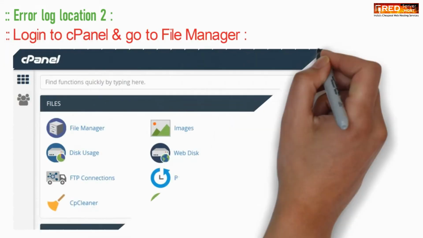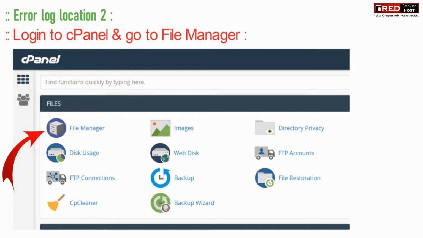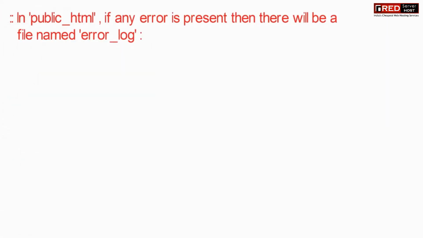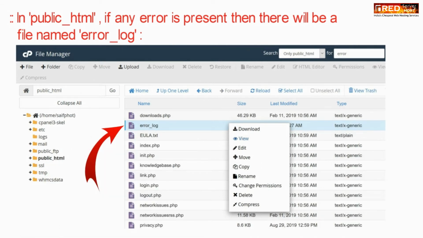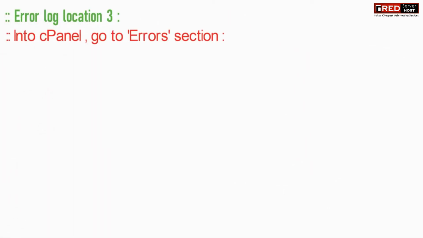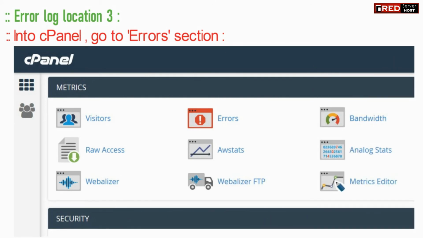Error log location 2. Inside public_html, if there is any error present, then there will be a file named error_log. Just check that file. Error log location 3. Inside cPanel, there is an error section. Here, you can see all of the error logs printed.